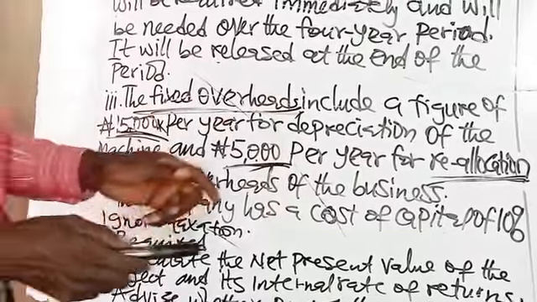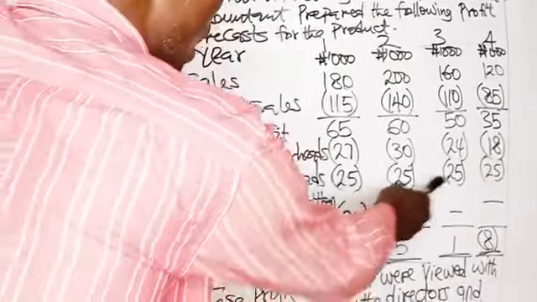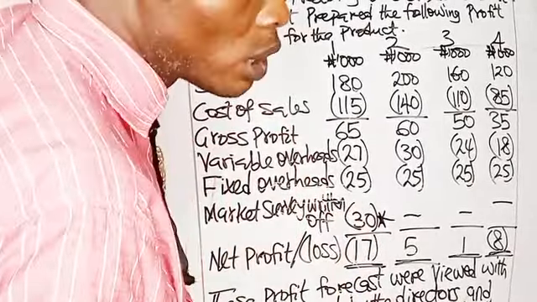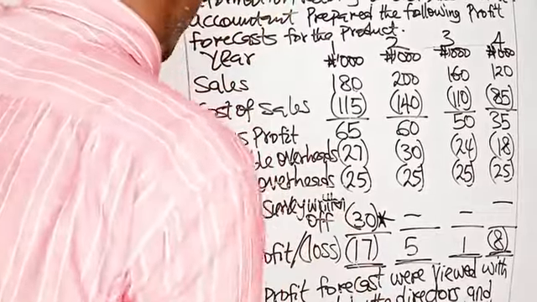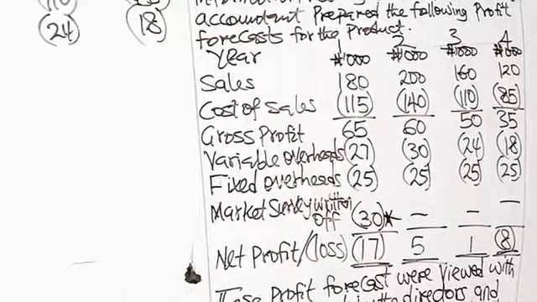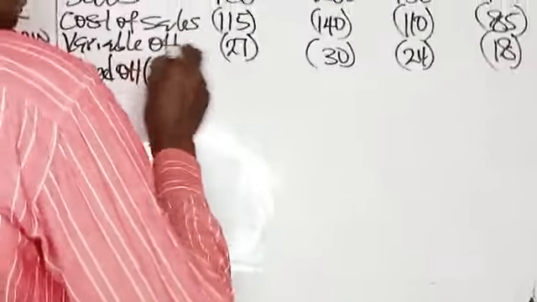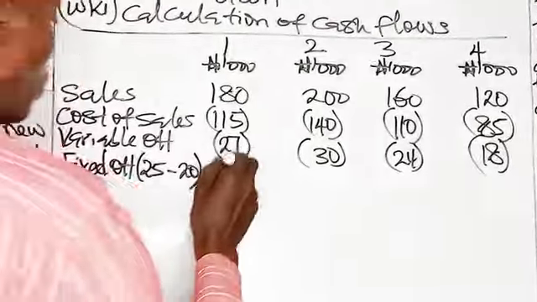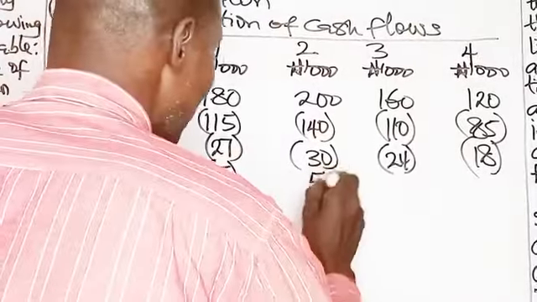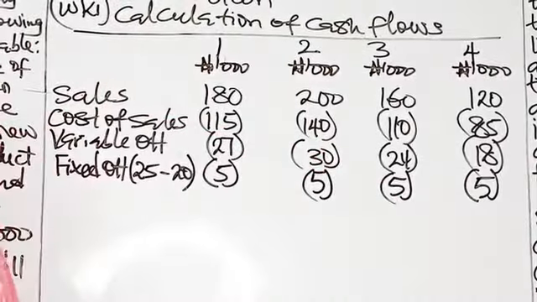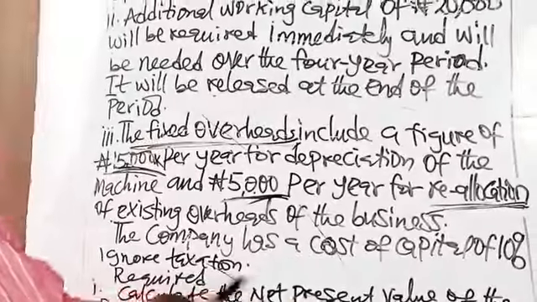Now let's go back to the overheads detail. You are given fixed overheads 25,000 per year. Remember, we said of this 25,000, 20,000 is not relevant. That means the remaining 5,000 will be the specific fixed overheads. Now let's have fixed overheads 25,000 minus 20,000 that is not relevant. So you'll be left with 5,000. The 5,000 is specific. So, the company cost of capital, you are given the cost of capital.